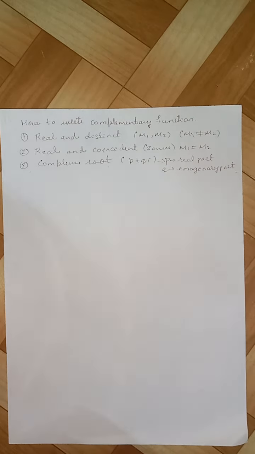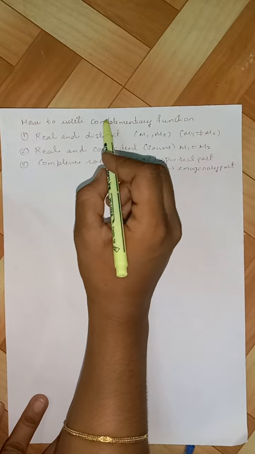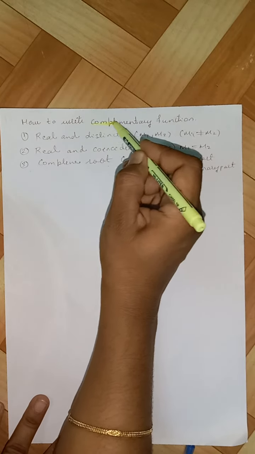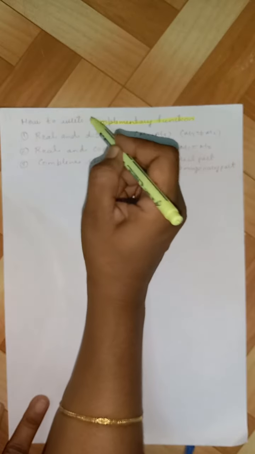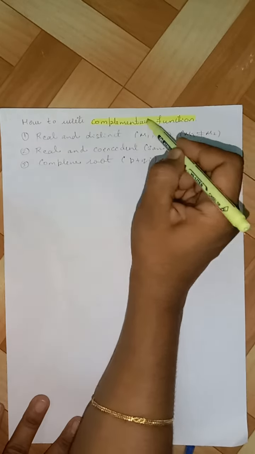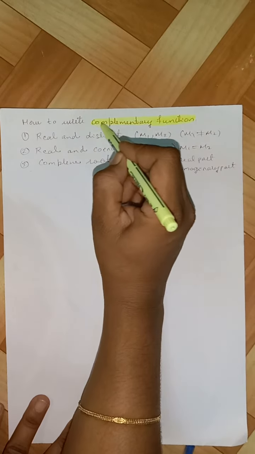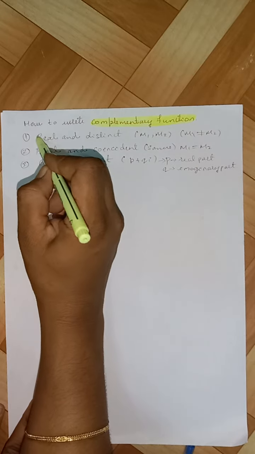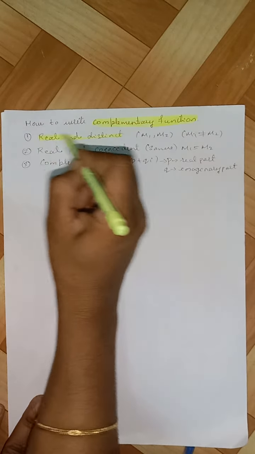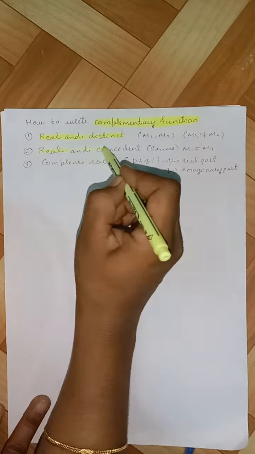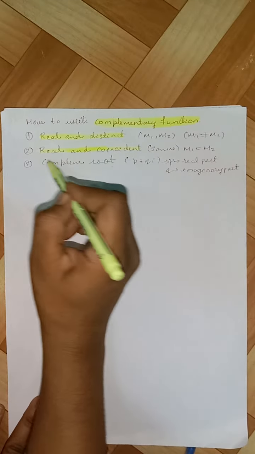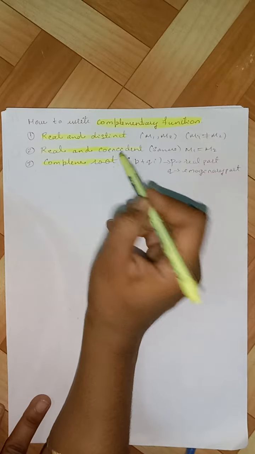So let us consider some of the roots and try to learn how to write the complementary function. So please remember, I am telling you about how to write the complementary function. We are discussing about how to write the complementary function depending upon the three different types of root. First is real and distinct. Second is real and coincident. And third is complex root.